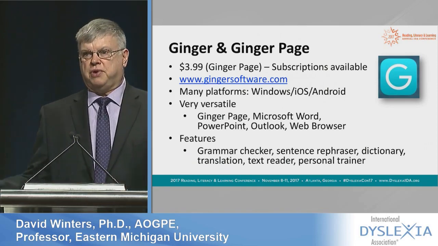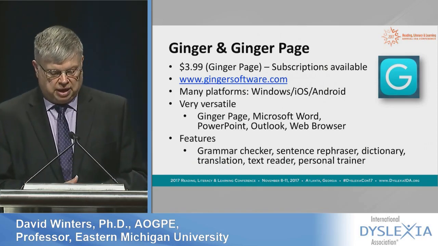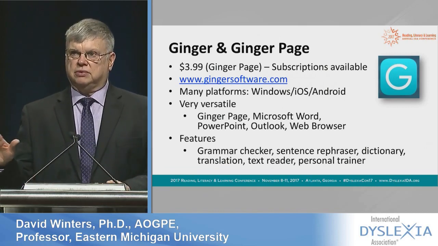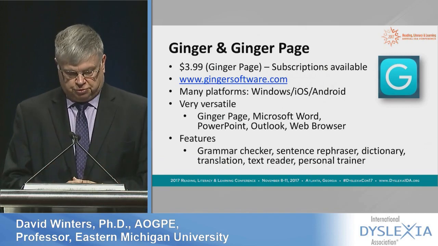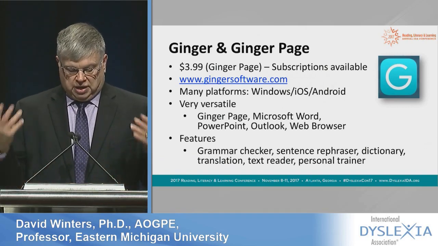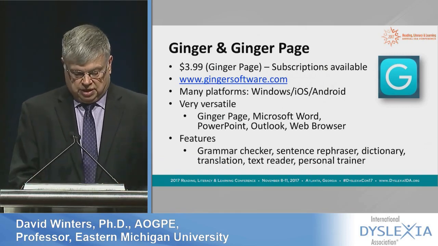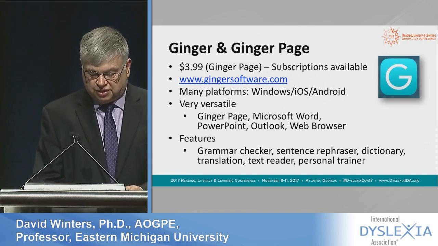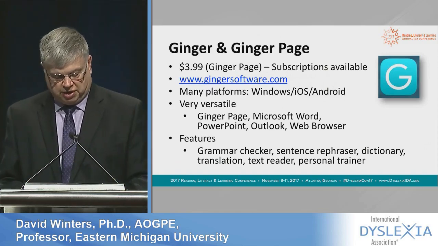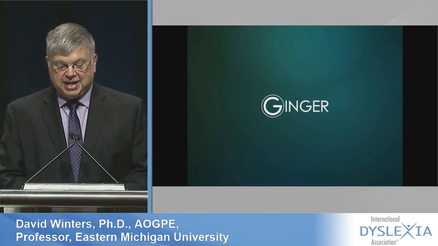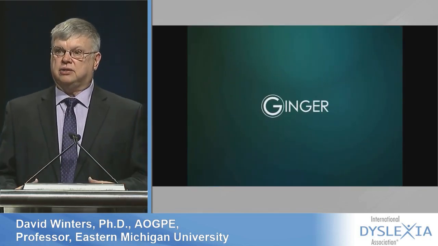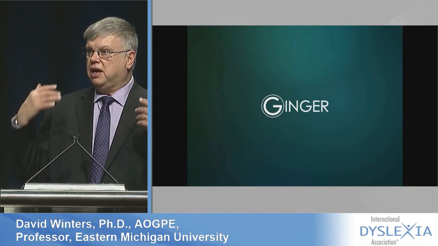Ginger Page is free on an iPad, and I think it's probably only available for Apple things. You can pay a $3.99 subscription for it. It does work on Windows, and it has this grammar checker that's really cool, and that's actually what I want to show you for just a moment. It's one of the things that I like to use when I'm working on writing.